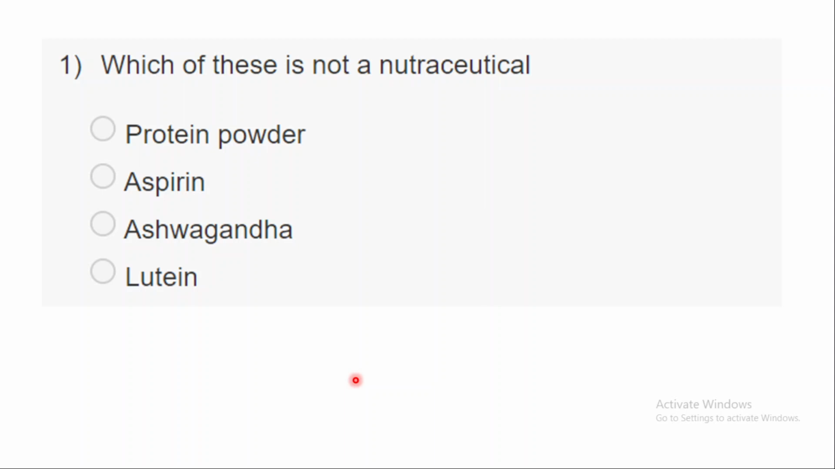First question says, which of these is not a nutraceutical? This is the first question. Which of these is not a nutraceutical? Option A, protein powder. Option B, aspirin. Option C, ashwagandha. Option D, lutein. What do you think, students, is the right answer? You can let me know in the chat box which of these options you think is the right answer. Which of these is not a nutraceutical? Protein powder, aspirin, ashwagandha, or lutein?